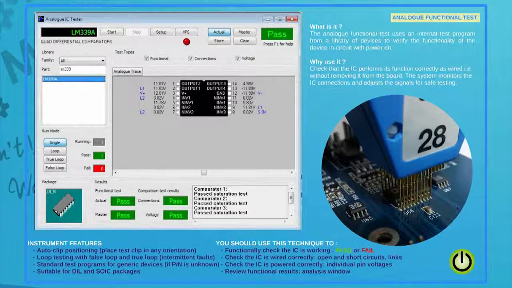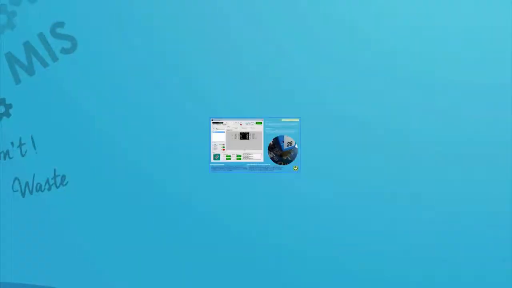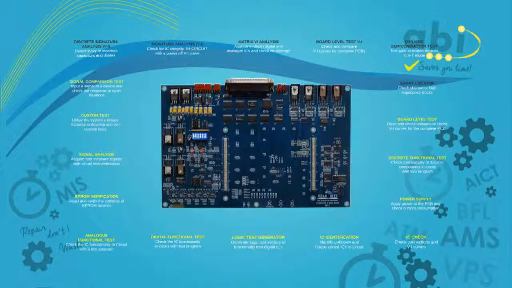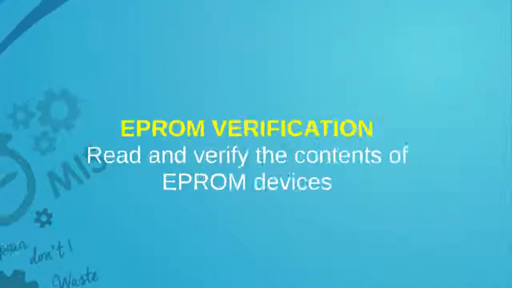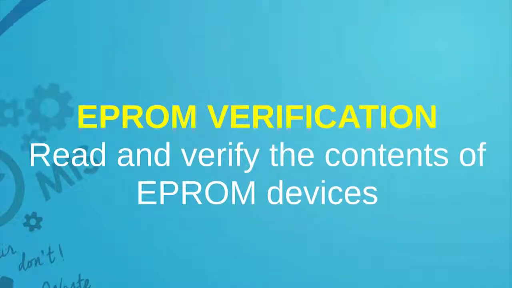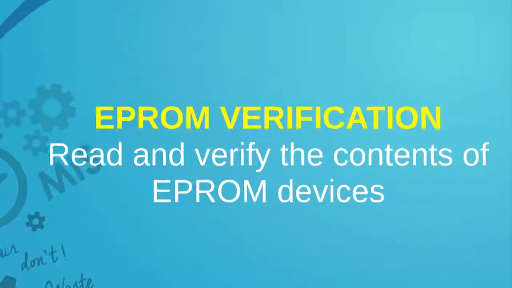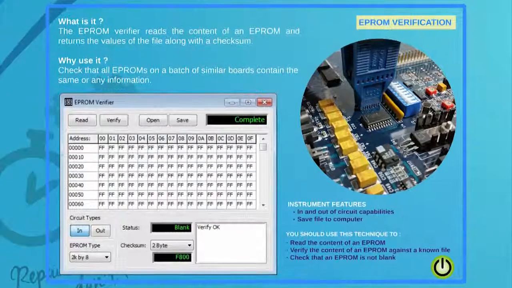Analog ICs can be equally functionally tested in circuit by choosing the part in the device library. Should you want to read and verify the contents of an EEPROM from a legacy board for later comparison, this is also possible with ABI's System 8.